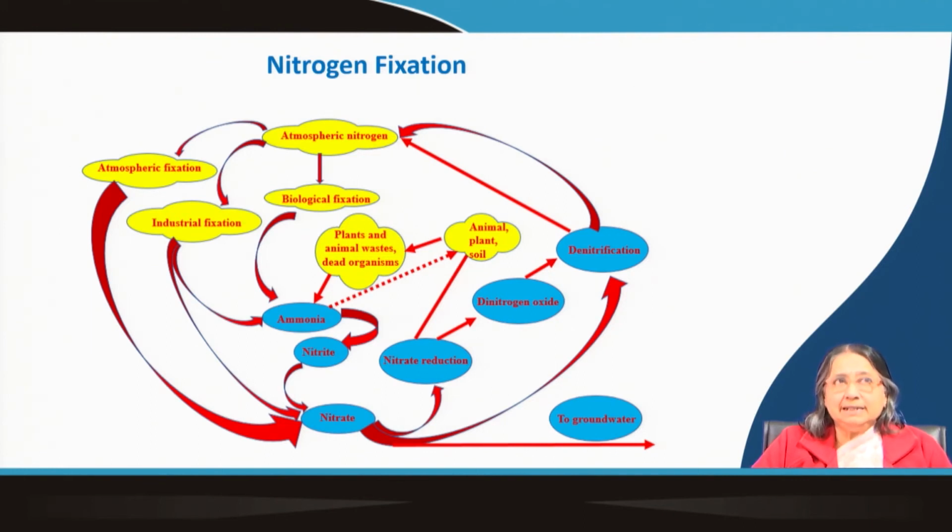So, it is fixing the nitrogen, converting the nitrogen to some combined form, and that combined form of nitrogen is taken up by the plant, which has given the microorganism shelter in its roots, in the nodules. So, this is biological fixation.